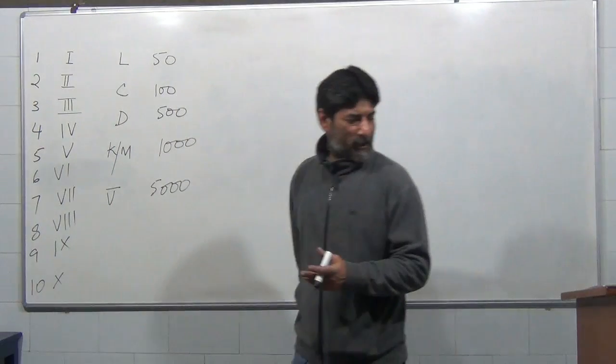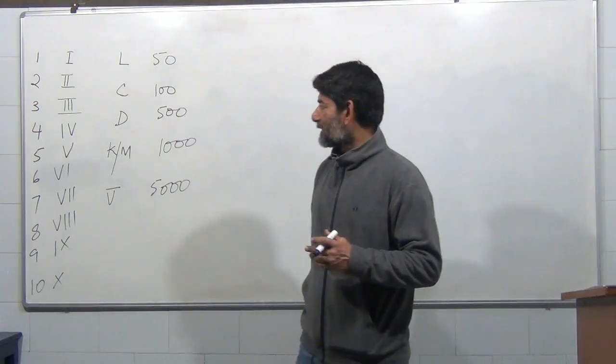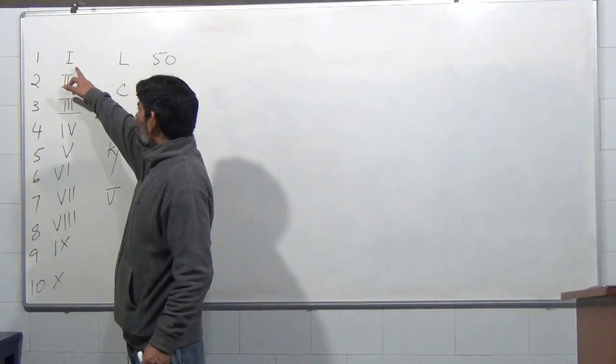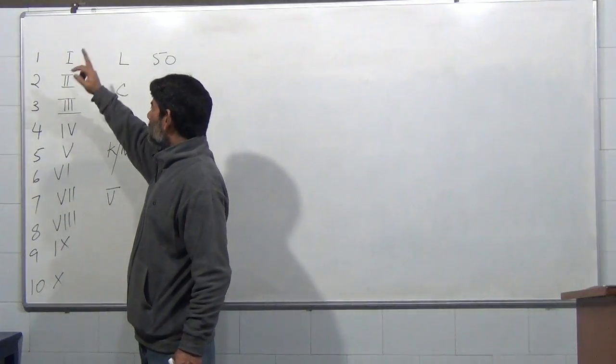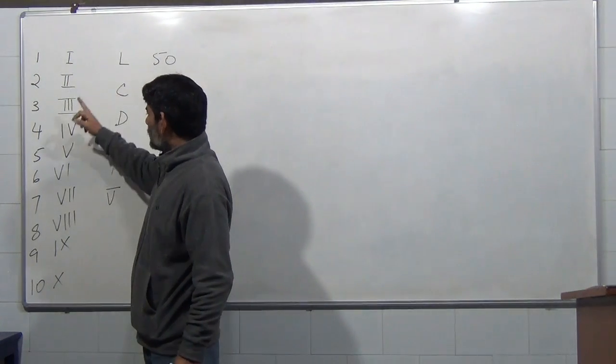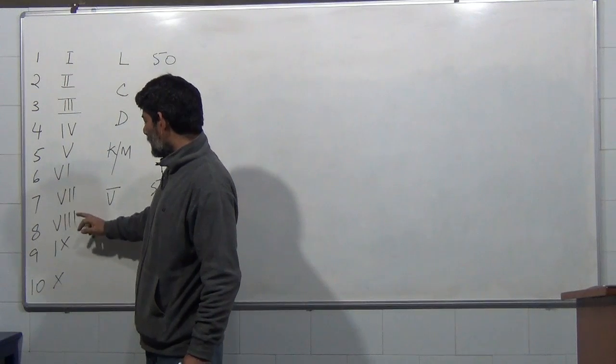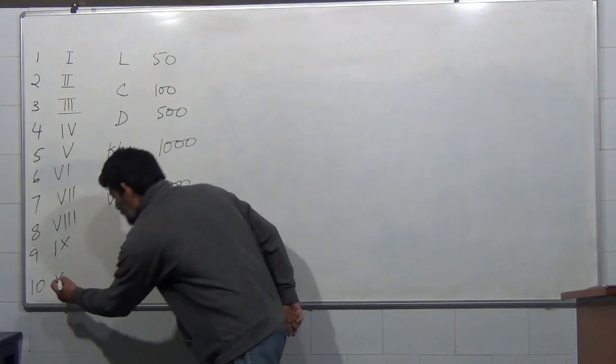Now, we are all familiar with the Roman figures, at least the smaller ones. For example, this would signify a 1, this would signify a 2, a 3, a 4, 5, 6, 7, 8, 9, and 10.